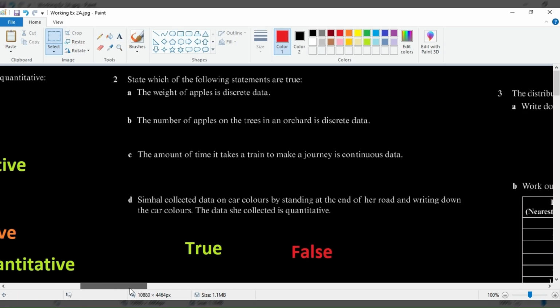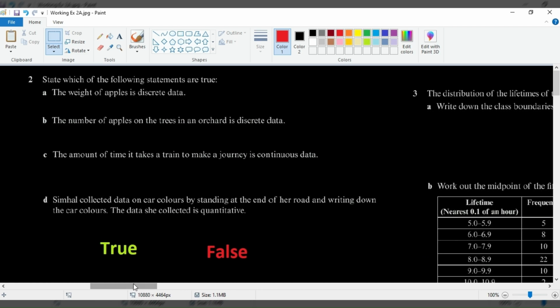Now, when it comes to question number 2, it says, state which of the following statements are true. The weight of apple is discrete data, is it true or false? Let's see how it goes along. In here, first we say that it is going to be false, because weight is continuous, and the number of apples on the tree in an orchard is discrete data. So it has to be true because you can count the number of apples. So I'll put it here.